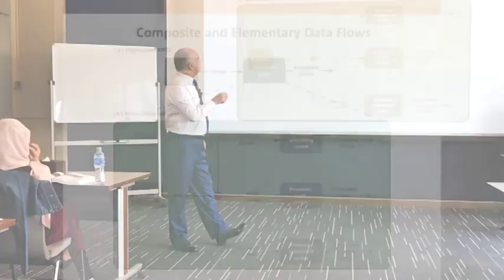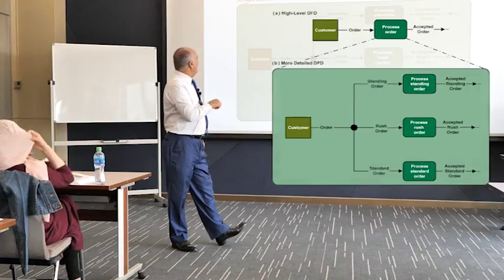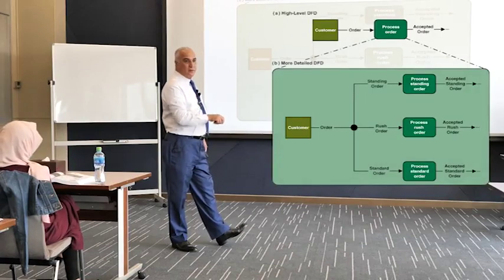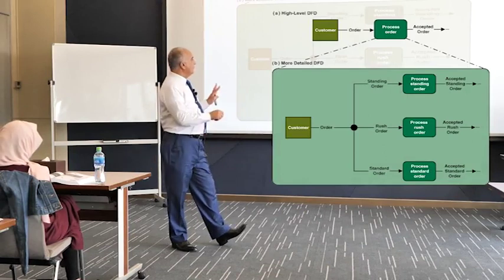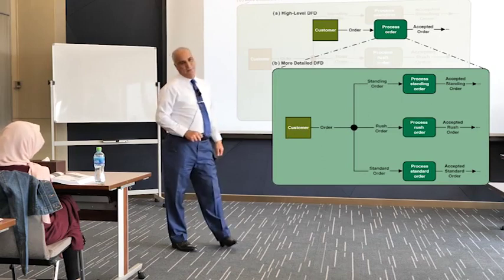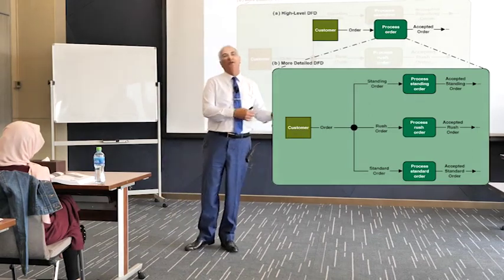Now here is customer, place an order. This order has how many processes? 3. Standing order, process rush order, standing order. This is when you use e-commerce.